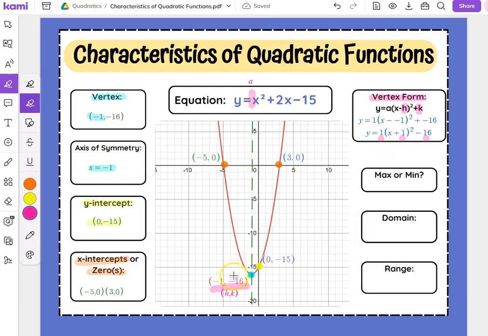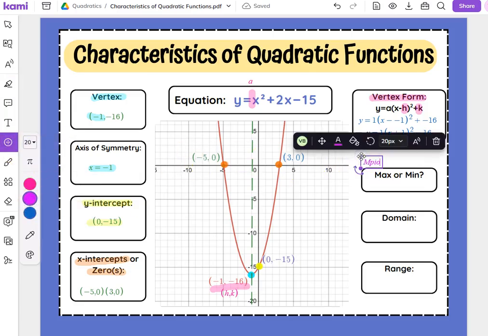So if we look at this graph, does it have a maximum or a minimum? So remember, a maximum is the top of a mountaintop, and a minimum is a valley. So do we have a mountain or a valley? I'm going to write that over here. Do we have a mountain or a valley?